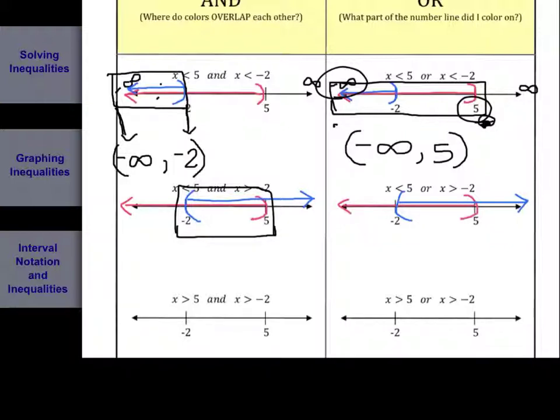And remember, the way we do interval notation is left end of the box, comma, right end of the box. The 5 had a parentheses, and so did the -2.